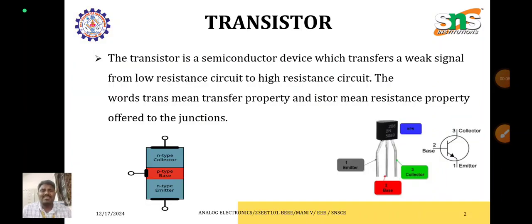So, a transistor is a semiconductor device which transfers a weak signal from a low resistance circuit into a high resistance circuit. It means transfer resistance, and that's why it is named transistor. From transfer we are taking "tran", and from resistor we are taking "sistor": transistor.